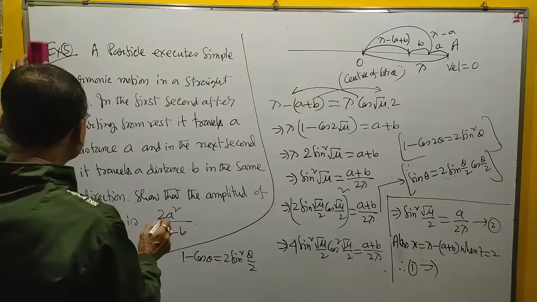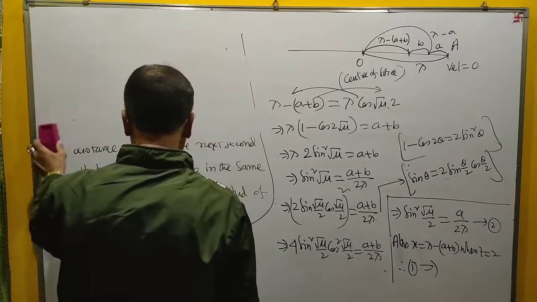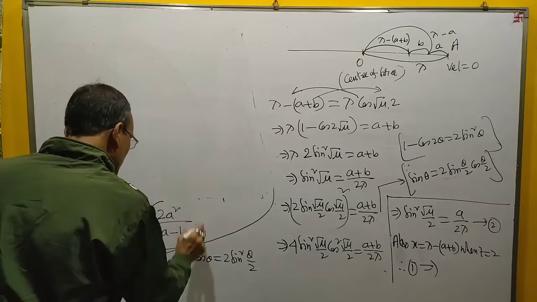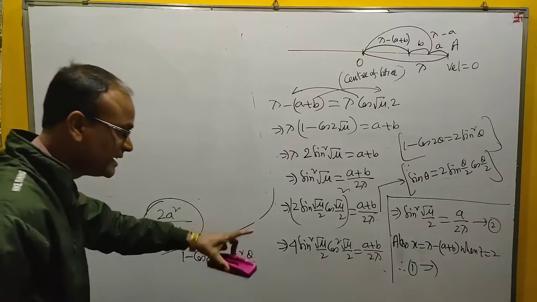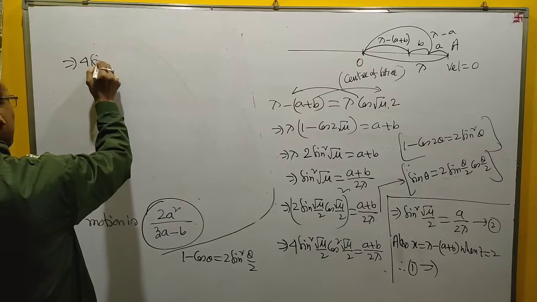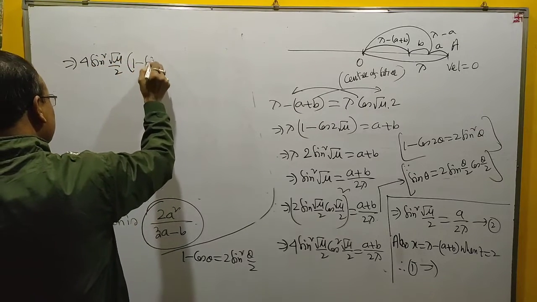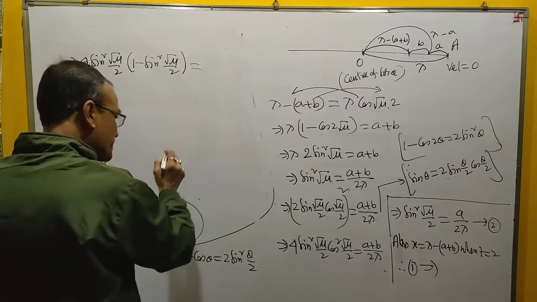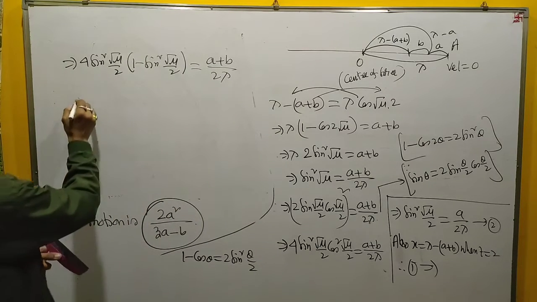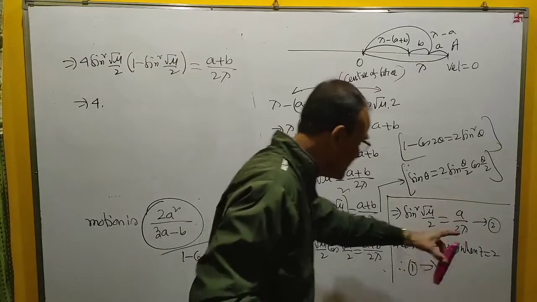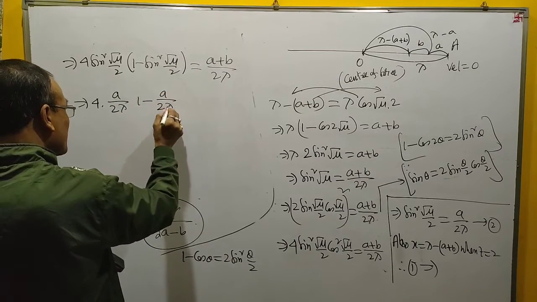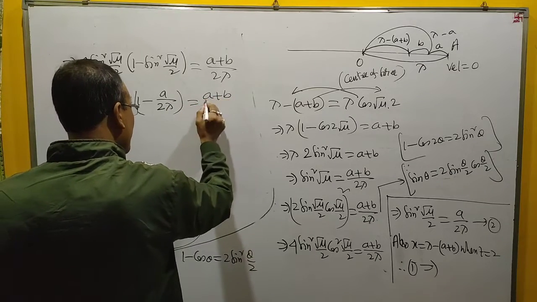We have to show the amplitude of the motion is this. Therefore, we may remove from this. This means 4 sin²(√μ/2) into 1 minus sin²(√μ/2) equals a plus b divided by twice lambda. This means 4 times a divided by twice lambda, into 1 minus again a divided by twice lambda. Remember, we are to find the value of lambda.